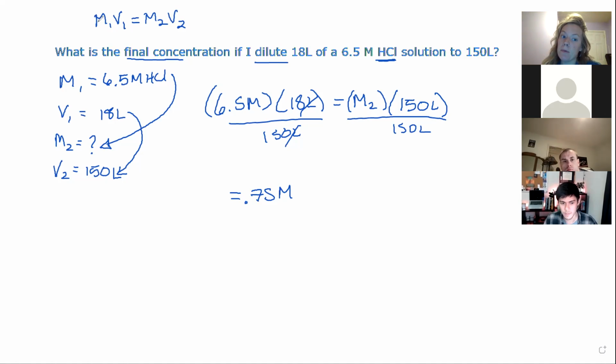What sometimes people will do is they'll use this for solution stoichiometry, which is the next concept that we are going to talk about. So we want to make sure we keep these separate. This only applies when we have a material and we're just simply adding water and increasing its volume.